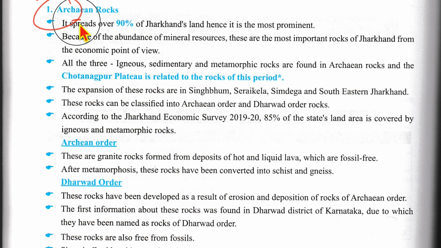Now the first one, that is Archean rocks. It is spread over 90% of Jharkhand's land, hence it is the most prominent one. Because of the abundance of natural resources, these are the most important rocks of Jharkhand from the economic point of view. All three, that is igneous, sedimentary and metamorphic rocks, are found in Archean rocks, and the Chotanagpur Plateau is related to the rocks of this period. The expansion of these rocks is in Singhbhum, Saraikela, Simdega, southeastern Jharkhand.